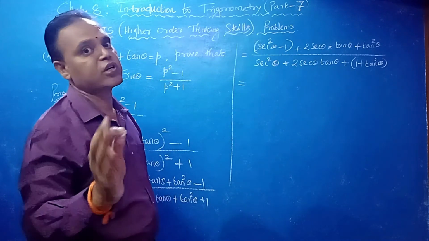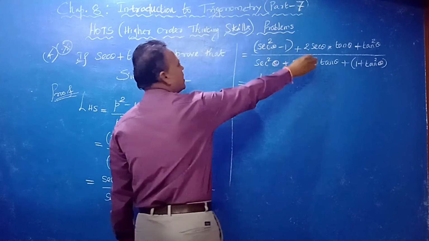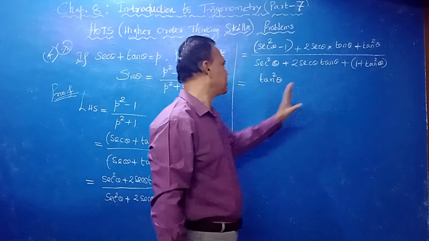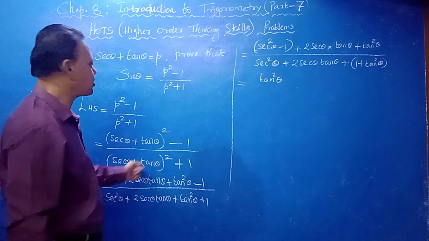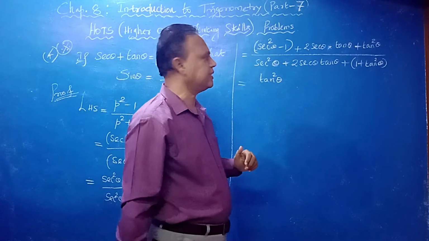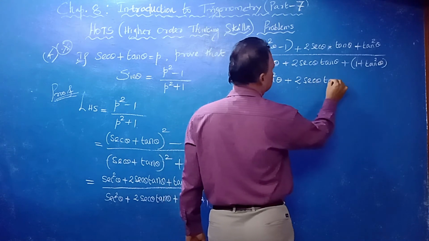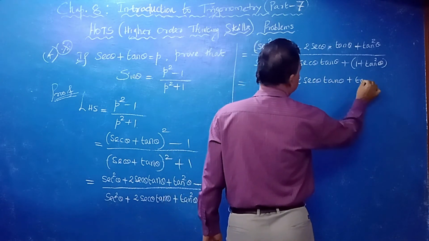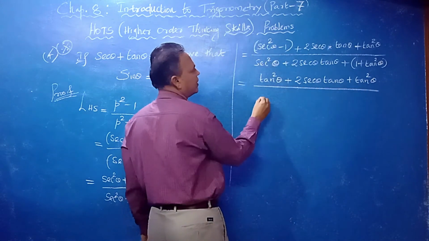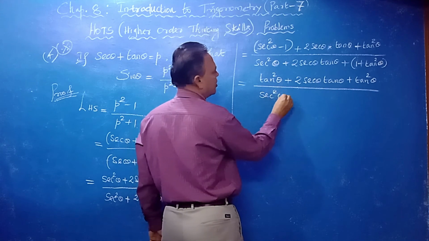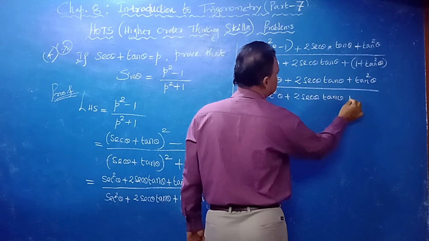So the identity is secant square theta minus 1 is tan square theta. You can write it straight away also. You can avoid this step. Okay, and straight away you can write, for understanding purpose I am writing, secant square theta minus 1. Straight away you can write tan square theta. Right. Plus 2 secant theta tan theta plus tan square theta, whole divided by here secant square theta plus 2 secant theta tan theta plus secant square theta.